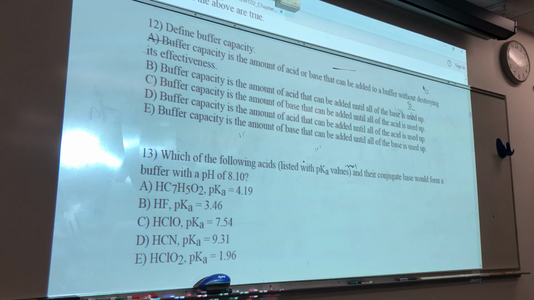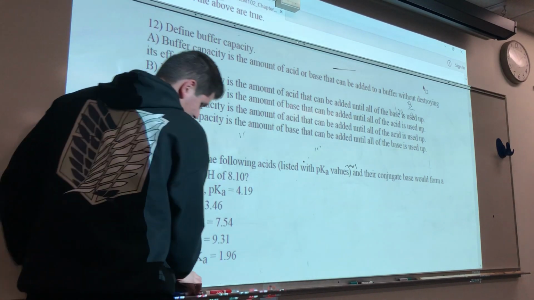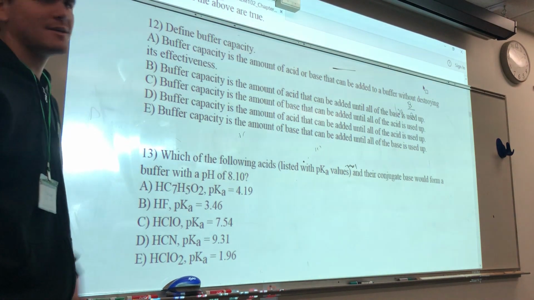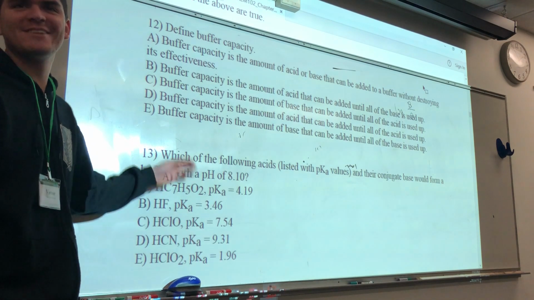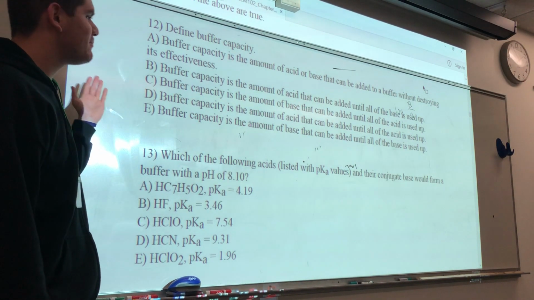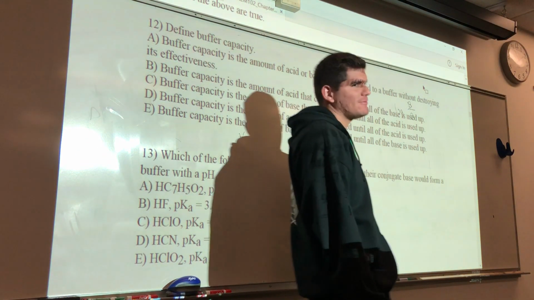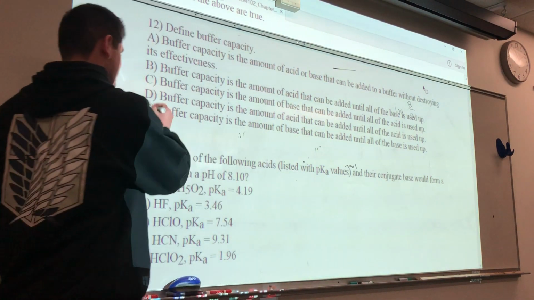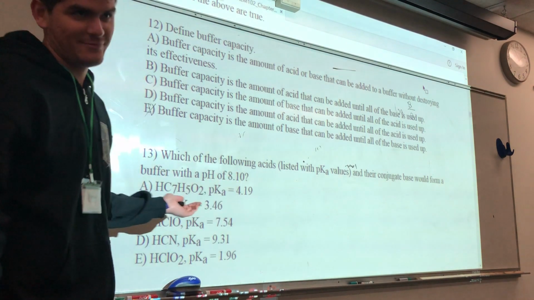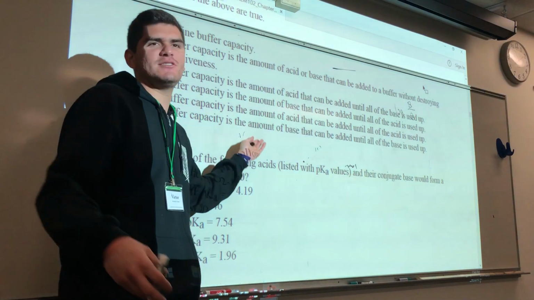So number 12. Define buffer capacity. Well, let's go through our options. Let's go down from the bottom. Buffer capacity is the amount of base that can be added until all the base is used up. Is that true or false? False, right? Okay, good. Buffer capacity is the amount of acid that can be added until all the acid is used up. No, false, right? Buffer capacity is the amount of base that can be added until all the acid is used up.